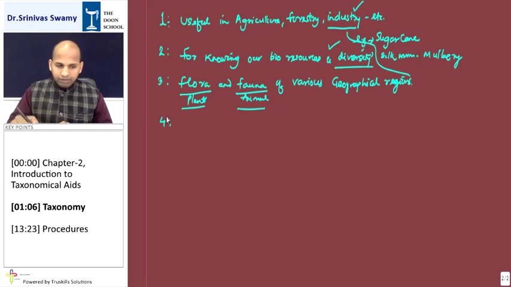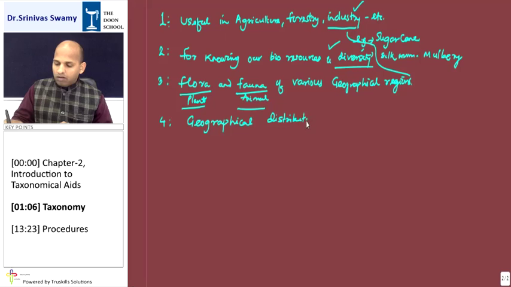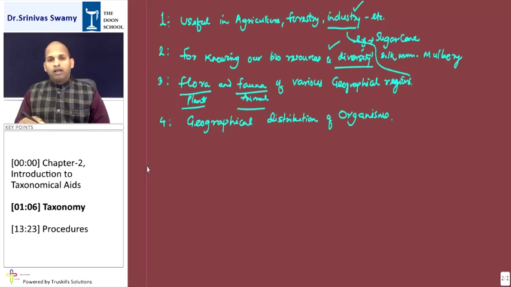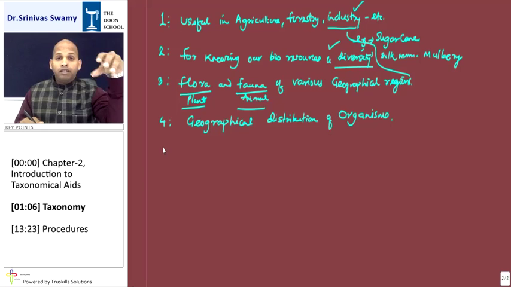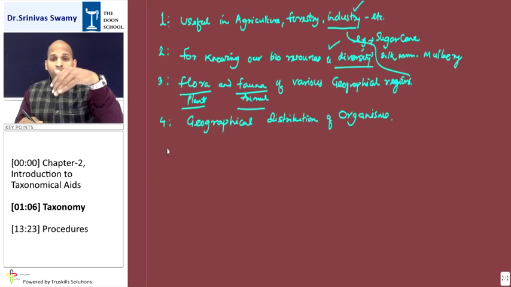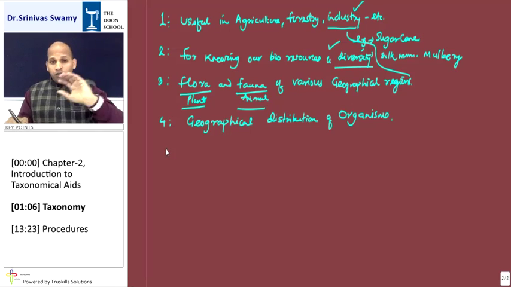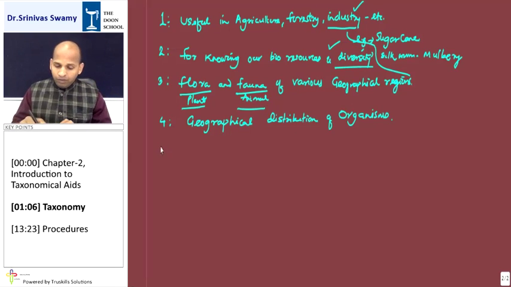The fourth one, the geographical distribution of organisms can be understood. For example, kangaroos can be found only in Australia. The African elephant and the Indian, Asiatic elephant are found in two different regions, isn't it? So that way the distribution of organisms can be known.